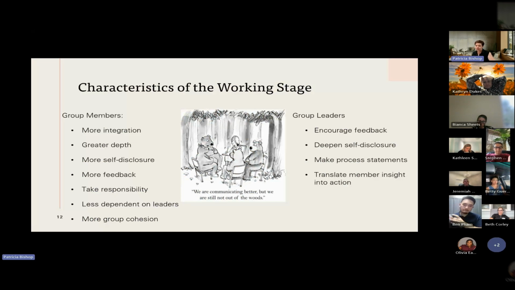And then on the part of the group leader, your role becomes to encourage feedback. You're going to deepen that self-disclosure. Well, tell me more about that. What does that mean to you, right? Making the process statements. Translate member insight into action. Okay, now that you're aware of this, where do you want to go with it, right?